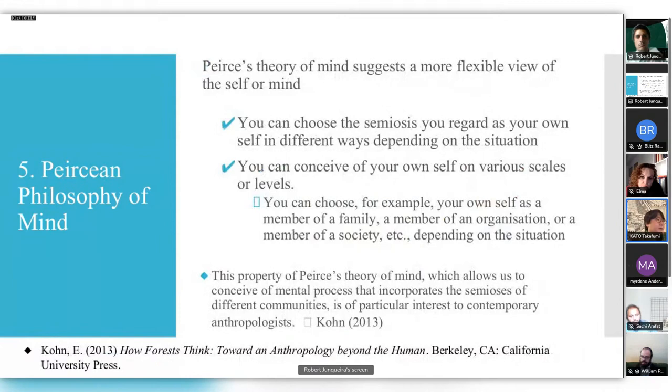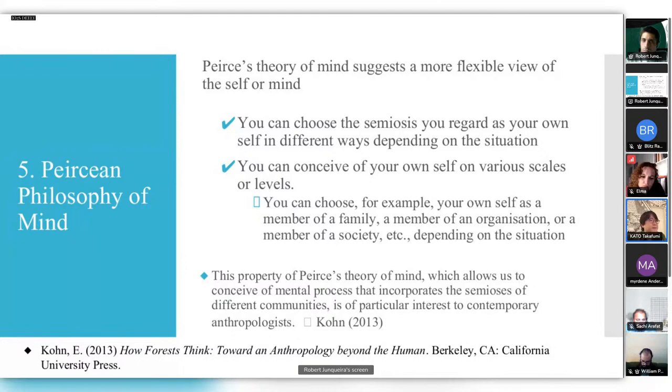Peirce's theory of mind suggests a more flexible view of the self or mind. For example, we can choose to use or not use our smartphones depending on the situation. When using a smartphone, you can regard your own self as a cognitive system in which the mental processes in our mind and the process of using the smartphone are combined. In contrast, when you keep the smartphone away from you because you want, for instance, to reflect in a quiet environment, you will regard your cognitive system, which does not include the symbol of the smartphone, as your own self. In this way, you can choose the semiosis you regard as your own self in different ways depending on the situation. Furthermore, since Peirce's theory of mind suggests that things outside the body can also be included in the semiosis of the self, you can conceive of your own self on various scales or levels.